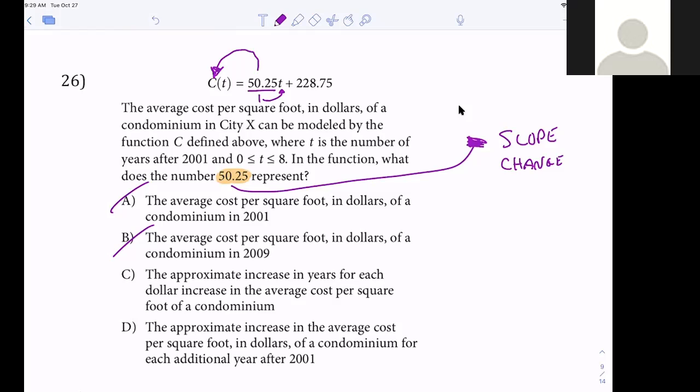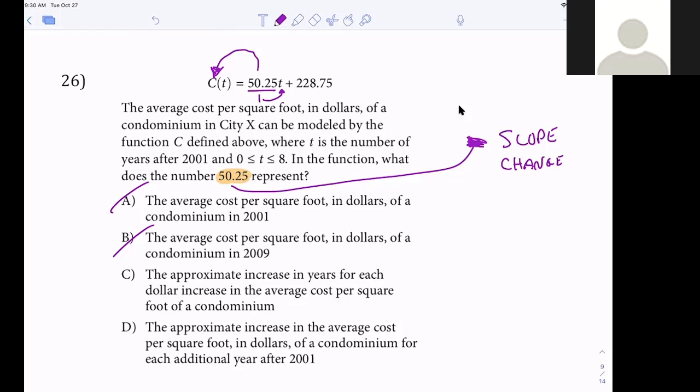Everybody thinks the top is 50.25 T, so they correspond that to T. That is not true. 50.25 is the change in what? C. Because slope is change in Y over change in X. That's a fraction, so it's over 1. So that would be when T changes 1. All right? So let's read C. The approximate increase in years is 50.25 increasing in years. Is that correct? No, that's not correct.